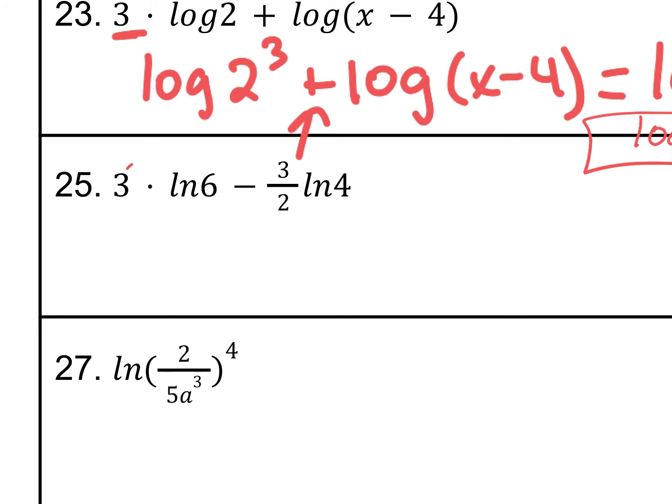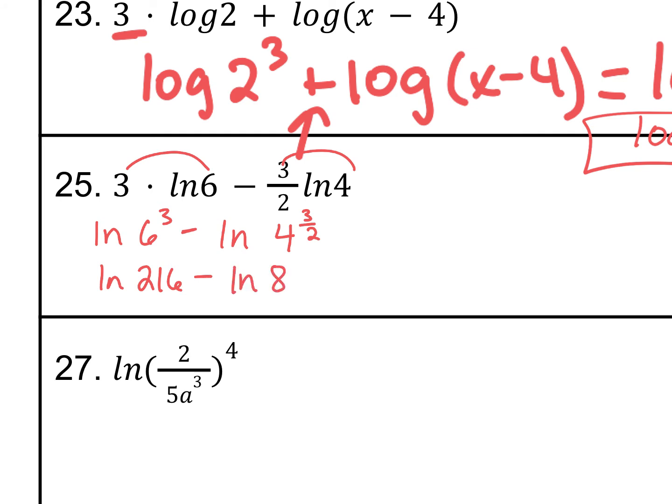Another power rule, and another one. Okay, natural log rules are still the same. So natural log of 6 to the 3rd minus natural log of 4 to the 3/2. We'll go ahead and simplify those numbers. 6 to the 3rd is 216. 4 to the 3/2 power is 8.